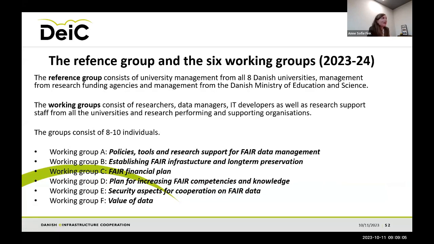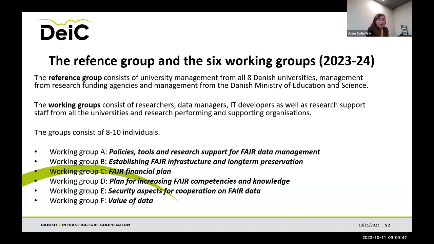As John mentioned, there's a reference group, and there are 6 appointed working groups. We have a new mandated period for 23 to 24. And the reference group has members from our 8 Danish universities. That's all we've got here in Denmark, which makes sense as we're a small country. They're from the Danish universities, from the management, from research funding agencies, and again, management of the Danish Ministry of Education and Science.